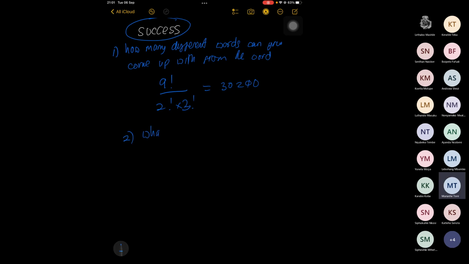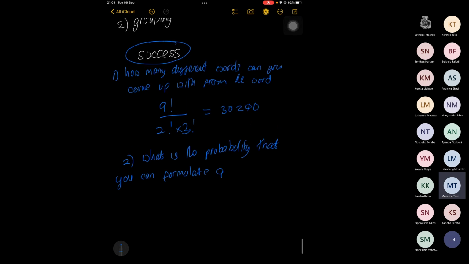But in the probability version, they'll ask you, what is the probability that you can formulate a, how many words? 1, 2, 3, 4, 5, 6, 7. Wait, why did I say 9 here? I'm sorry, it's not supposed to be 9. Like, how many letters are there? 1, 2, 3, 4, 5, 6, 7. Not 9, it's supposed to be 7.